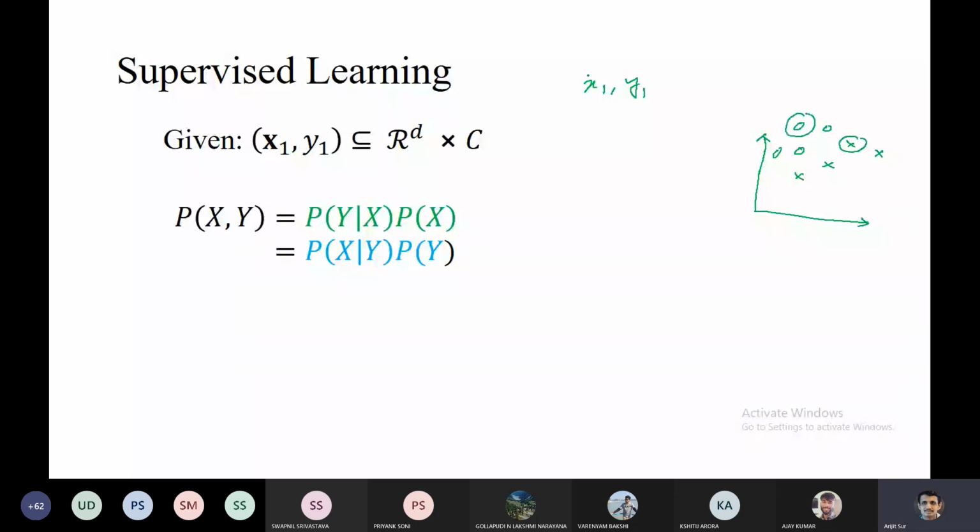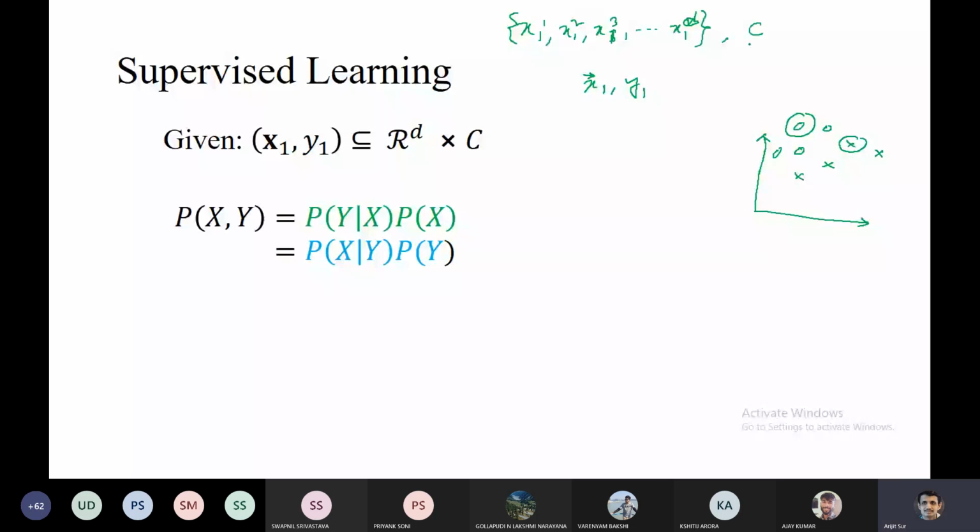These data points may be multidimensional. So x1 may be a vector: x1 1, x1 2, x1 3, up to x1 n. It is better to say a d-dimensional vector, so it is a d-dimensional space. Here it is a two-dimensional space, and there is one class information. So this is our setting that we know very well.